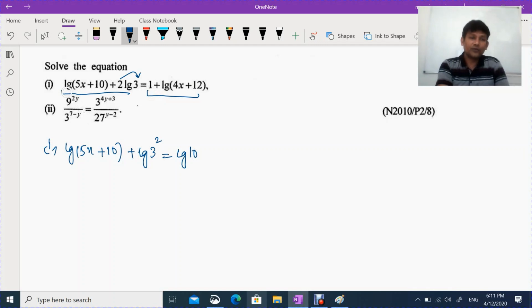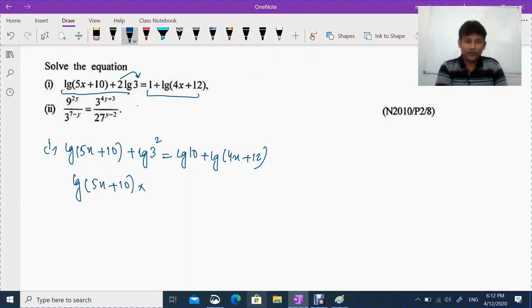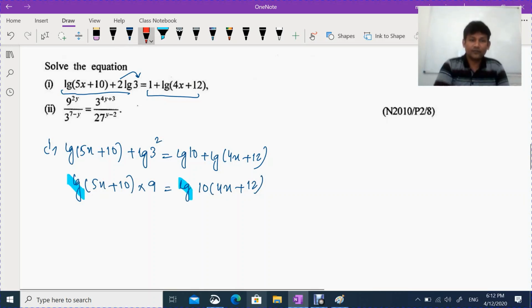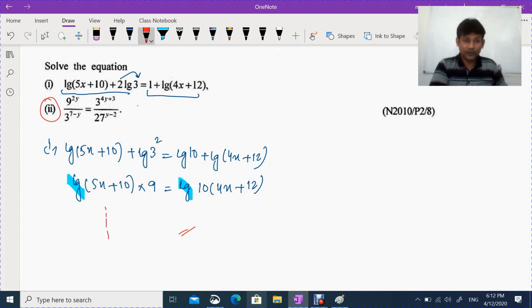Plus LG3 squared is equal to, this 1, I will write LG10. Suppose we have log 2 something, log 2 something, so I will write here log 2 2. Now whatever base is required, I have to write that. And 4x plus 12. Now after this, LG of 5x plus 10 into 3 squared is 9, this 9. LG of 10 into 4x plus 12, and by comparing this, the logs cancel out and you can simplify and get the answer.